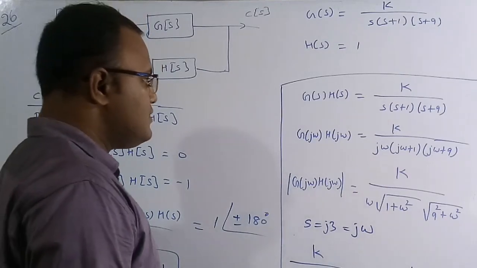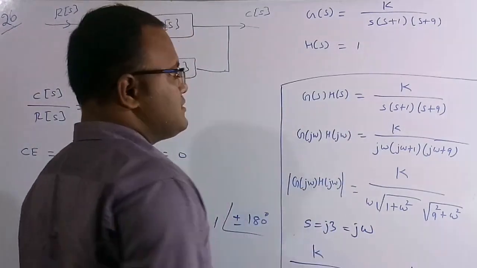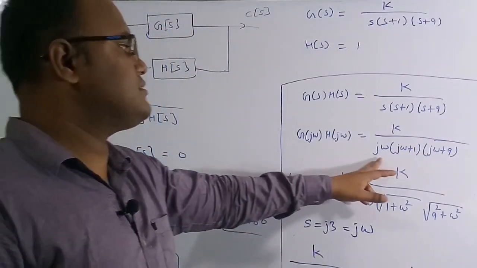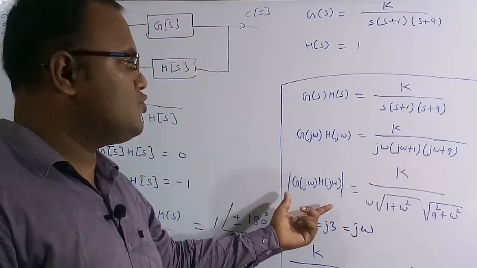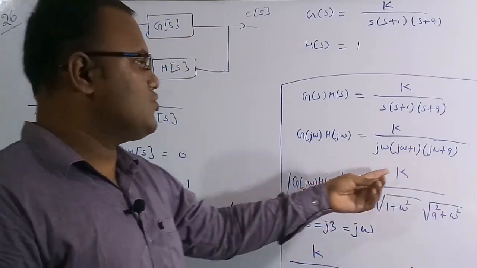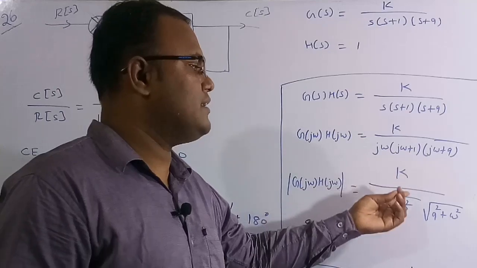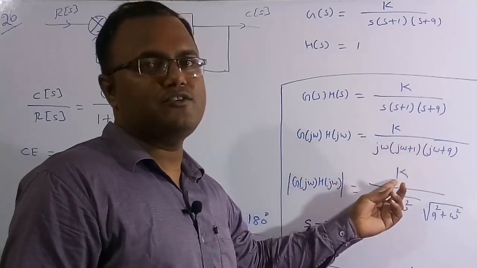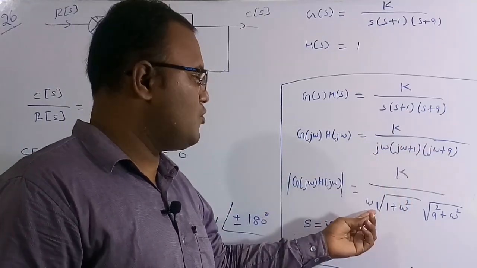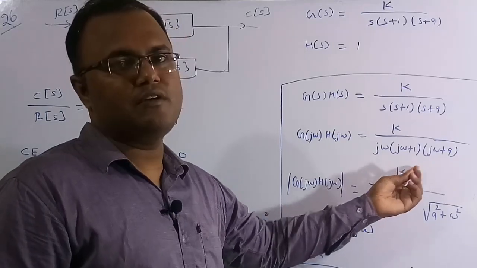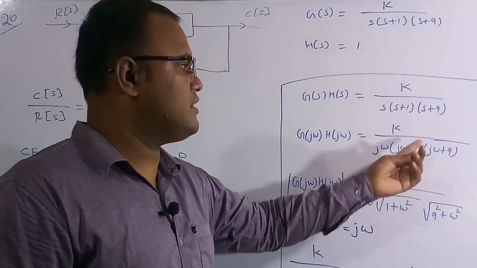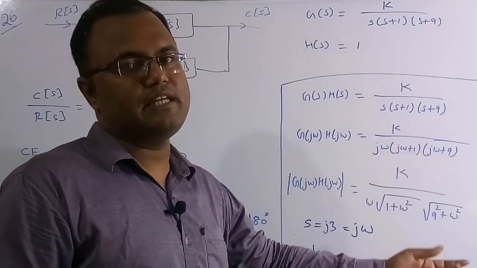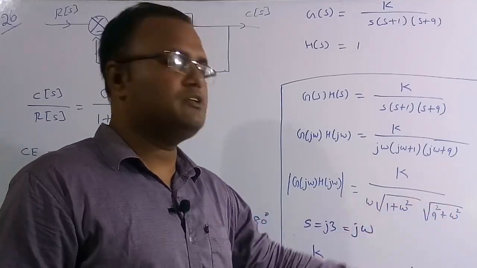So here I am going to replace s with jω. In place of s, I substitute jω, and I want to know what the magnitude value is. k is always a real number, so here I take the magnitude part. Magnitude of jω is ω. Magnitude of jω plus 1 is the square root of 1 squared plus ω squared, and magnitude of jω plus 9 is the square root of 9 squared plus ω squared.